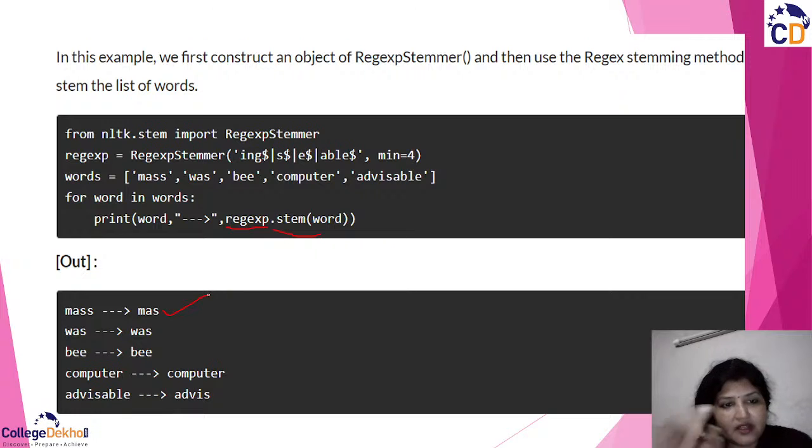It is be, and it is giving you the correct part because there is no affix in that. Computer would remain compute also, but it is giving the full part. Now again the advisable is coming as advice, which is not a meaningful word. So it might be possible using different stemmer functions.